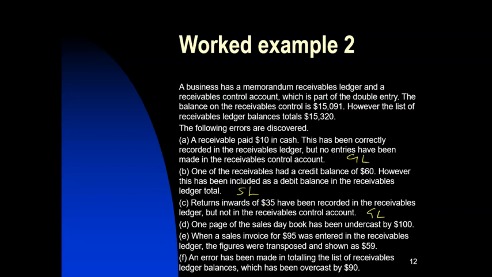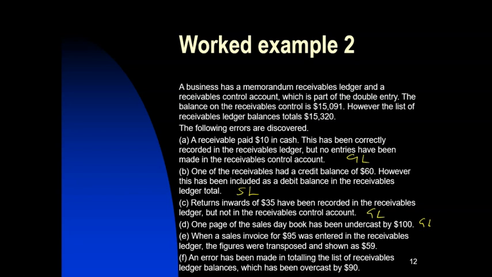One page of the sales daybook has been undercast by $100, and that's a GL item. If the sales daybook has been undercast, it means that when they were extracting the totals, they missed or did not consider the 100. So that's a GL.